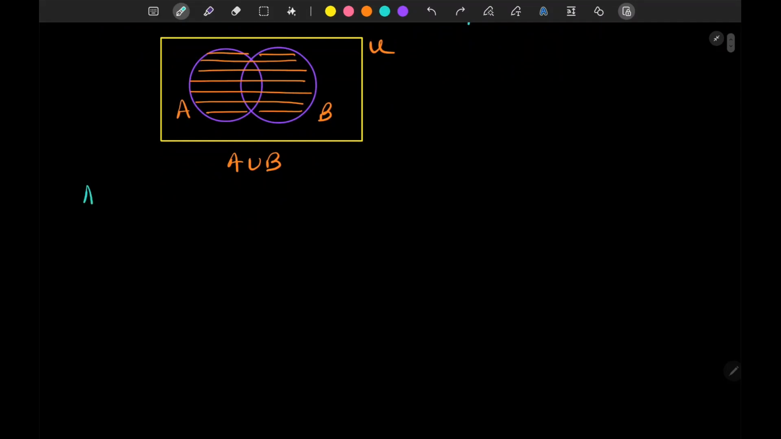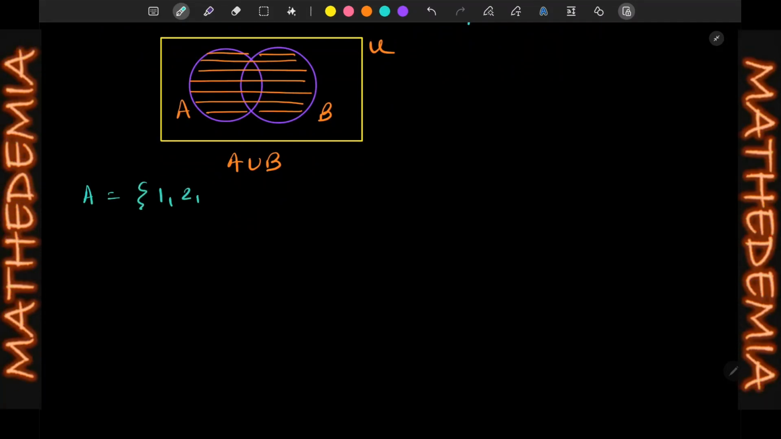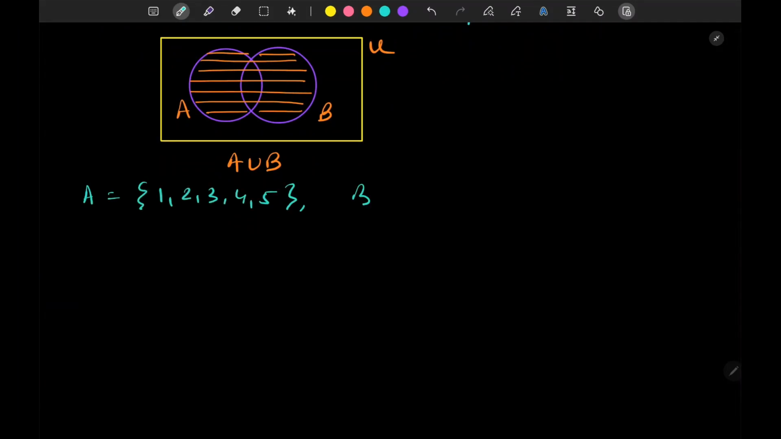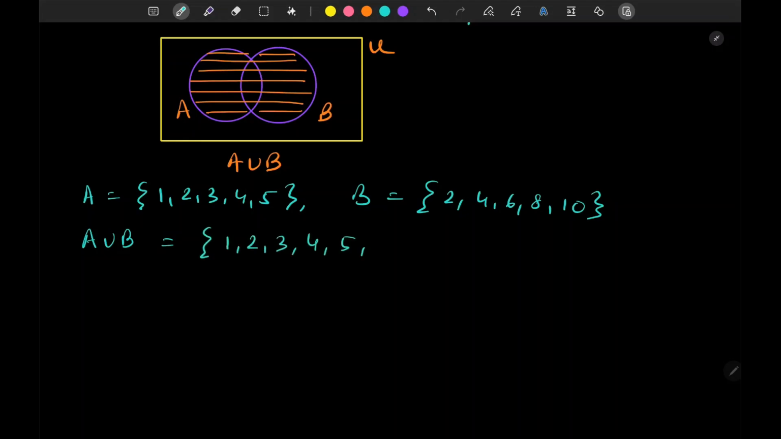Let us take two sets: A, which consists of the elements 1, 2, 3, 4, and 5, and B, which consists of the elements 2, 4, 6, 8, and 10. Therefore, the set A union B will have all the elements present in both the sets, but the elements which are common to both the sets must be written only once. Therefore, A union B has the elements 1, 2, 3, 4, 5, 6, 8, and 10.